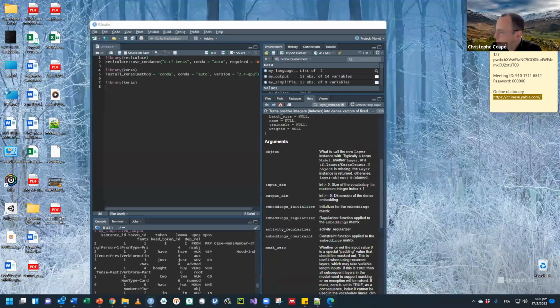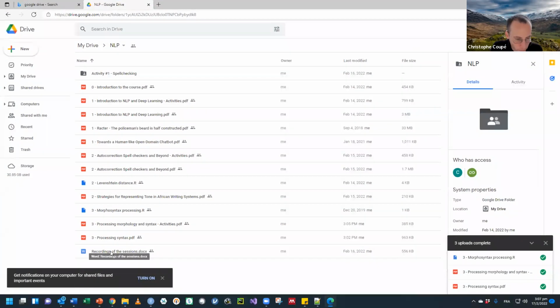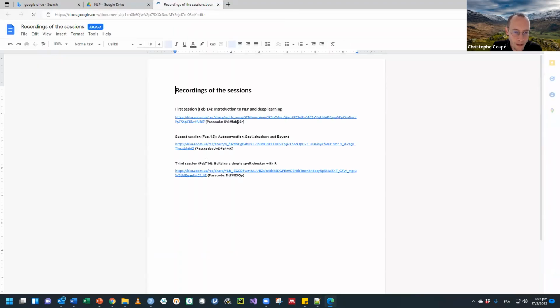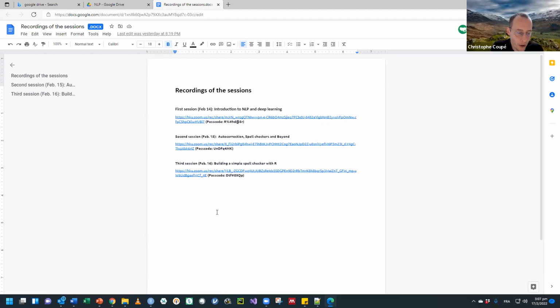If I share my screen with you, which screen shall I share? Yes, this one. If you go to the Google Drive, you will find one file, recordings of the sessions, the last files. If you open it, you will find that each day I add the link to the recording, and they will remain here for a number of months before they are deleted by the system at my university. So that's where you can find this.